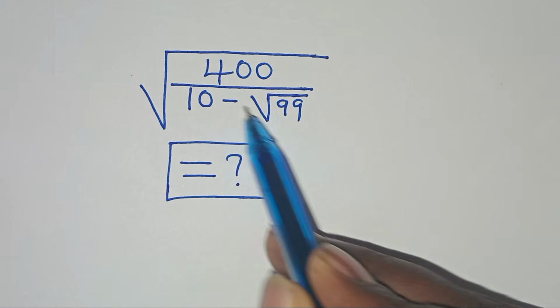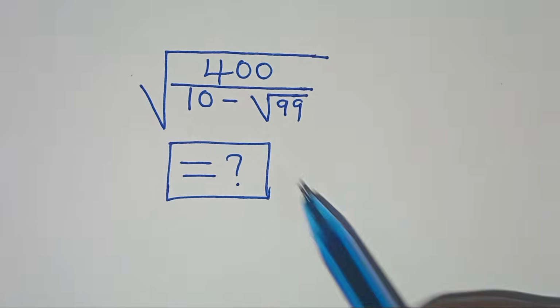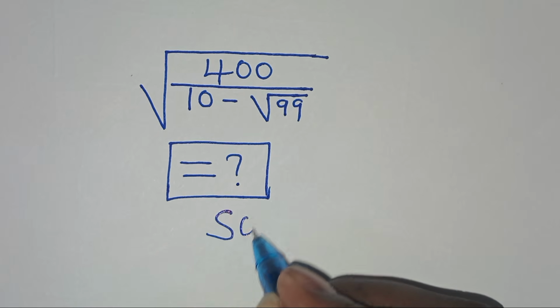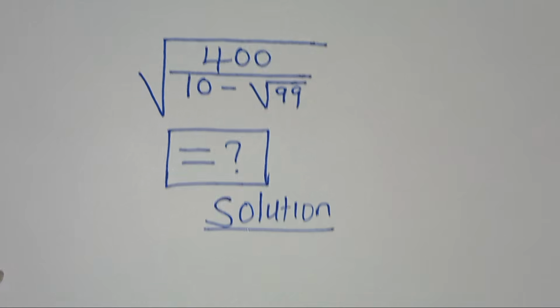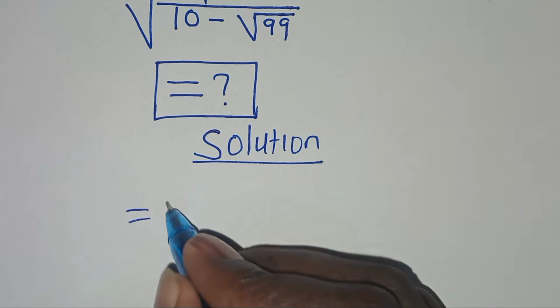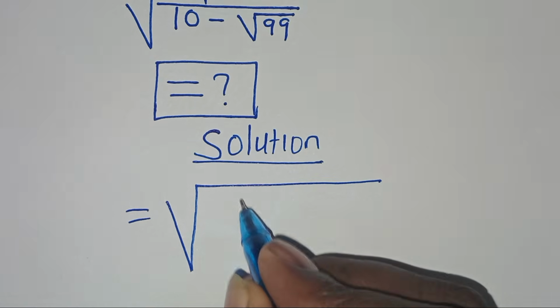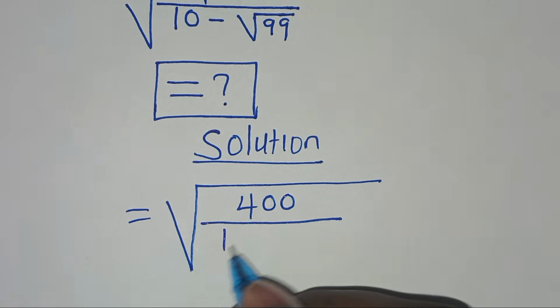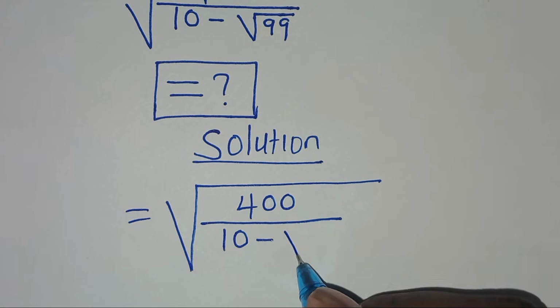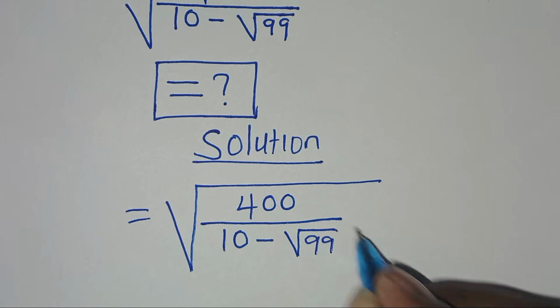You are welcome to solve this nice square root math problem, which is the square root of 400 divided by 10 minus the square root of 99. So let's provide a solution from here. We have the square root of 400 divided by 10 subtract the square root of 99.